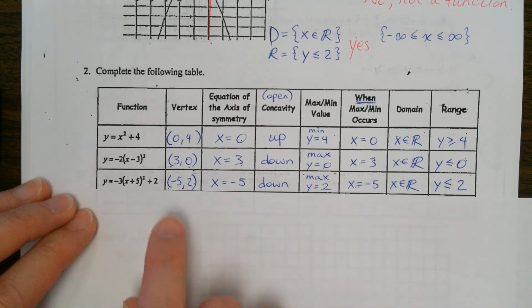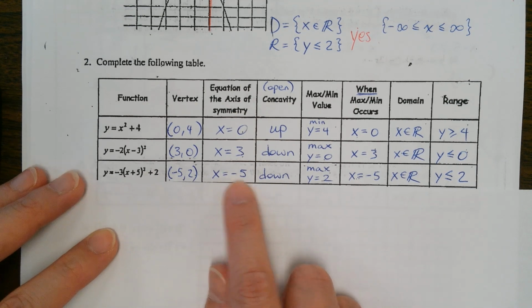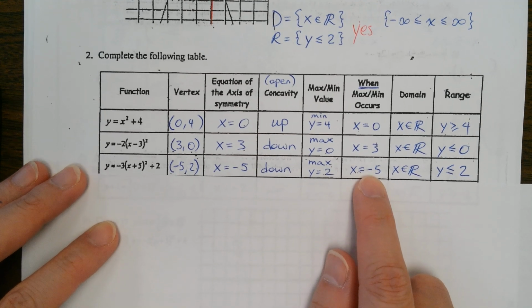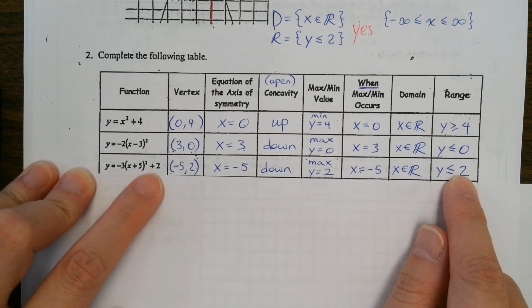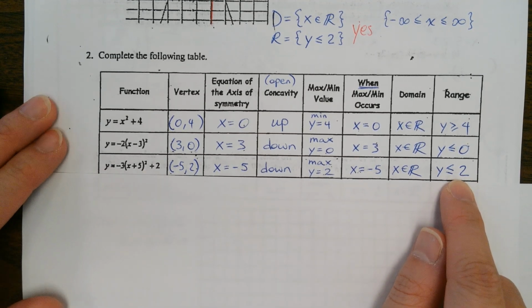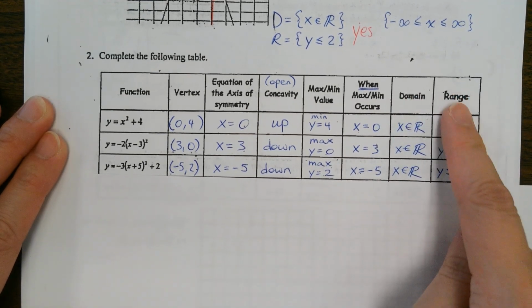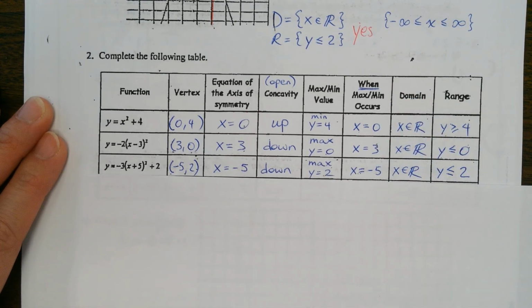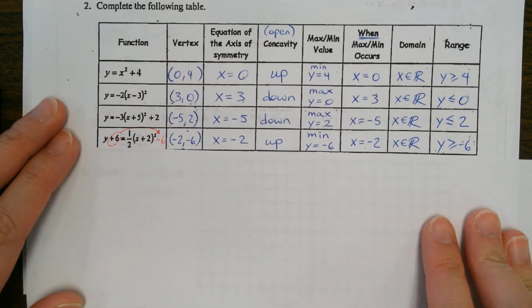Okay, row 3. Your vertex is -5, 2, x equals -5, opens downwards, maximum at 2. It occurs at -5. The domain is all the real numbers, and y is less than or equal to 2. Remember, domain is x. Range is the y's. I've seen people tell me that the domain is y greater than 4. And then I go like this. After teaching 5 months, you mix up domain and range.